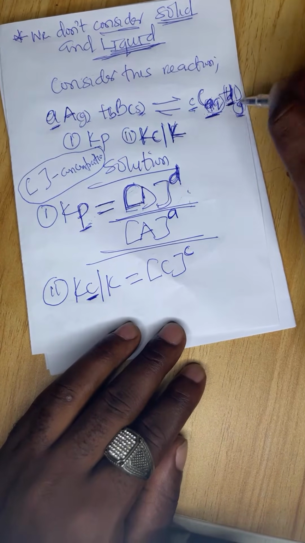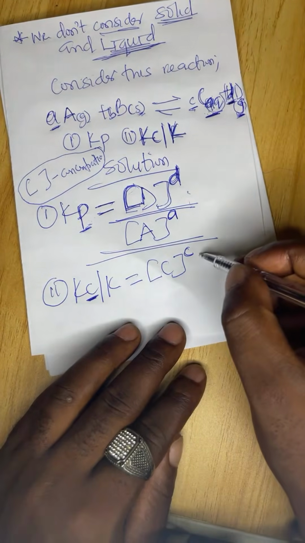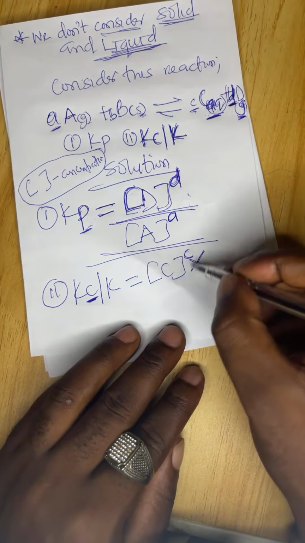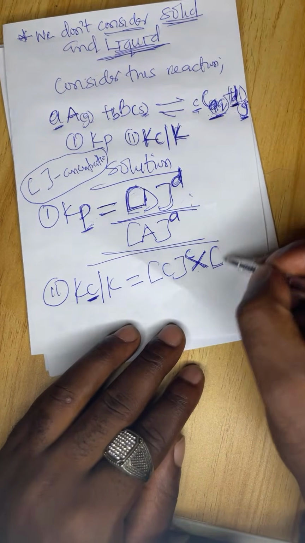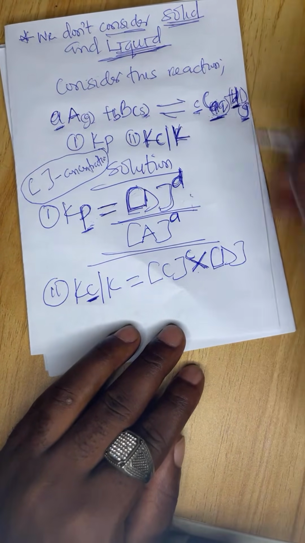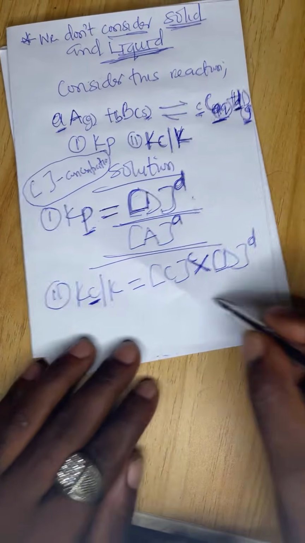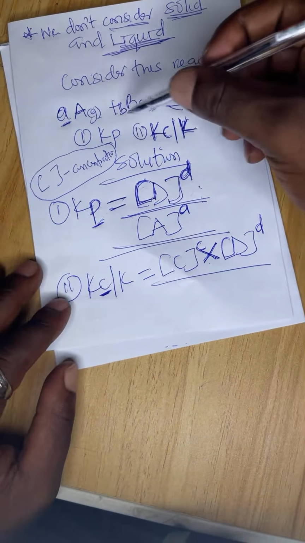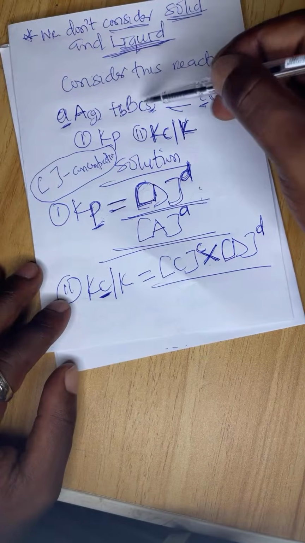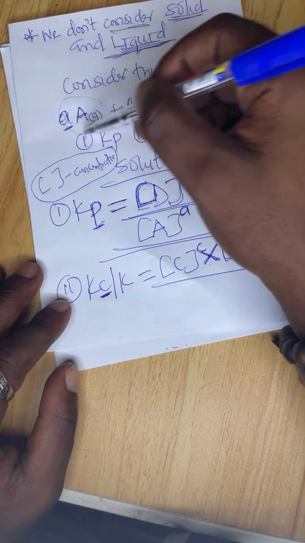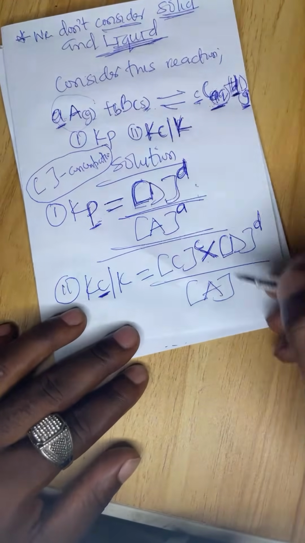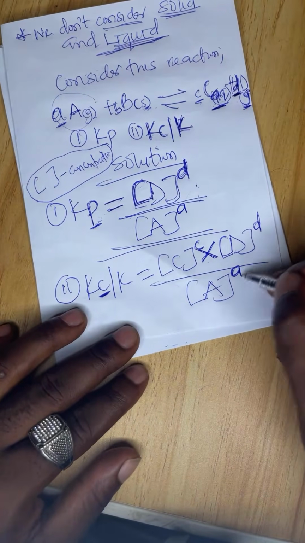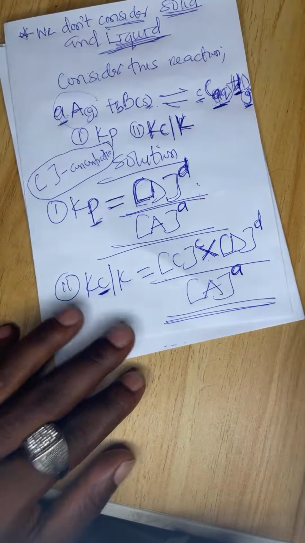I have to consider it gases. But please note, it is multiplication, not addition. JAMB used to put addition here. It is multiplication. Then the concentration of D raised to the power D, that is here, all over the reactant. The only gas is here, there's no aqueous. So I will only pick this, A raised to the power of what? A. So this is the answer to this question.